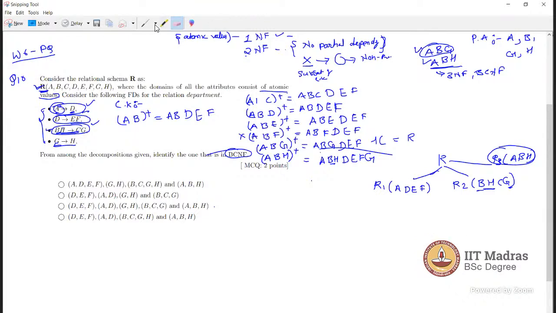Okay, so we have decomposed this relation R into R1, R2, and R3. Now all three relations are in 2NF. So this condition is satisfied. Now let us check for 3NF. And what is the condition for 3NF? There should be no transitive dependency, right?